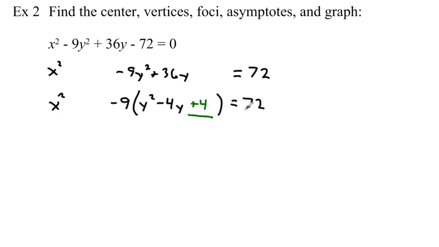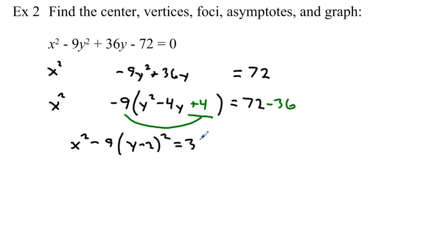Now, ladies and gentlemen, we have to balance that out. Don't just write plus 4 here, because we're not really adding 4. We're really adding negative 9 times 4, which is negative 36. Okay, that's the tricky part. So let's clean things up. That gives us x squared minus 9 times in parentheses y minus 2 squared equals 36.